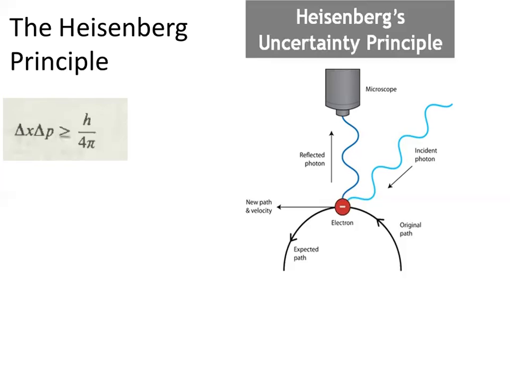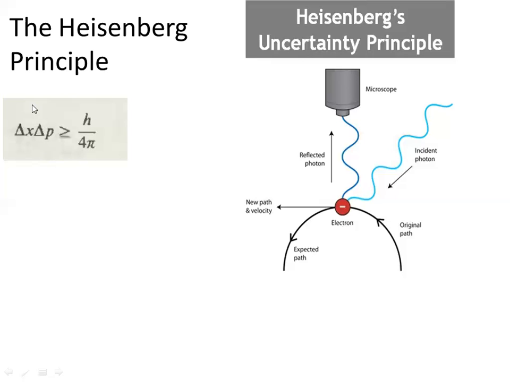So this was the expected pathway, but with the interaction of the incident photon, now this is the new pathway for the movement of the electron, with some velocity. This is the importance of this principle. Can we exactly measure the velocity of this electron, or where this electron is right now? These are the two things we will explore in today's lecture: the position and distance traveled, and the momentum of that electron.